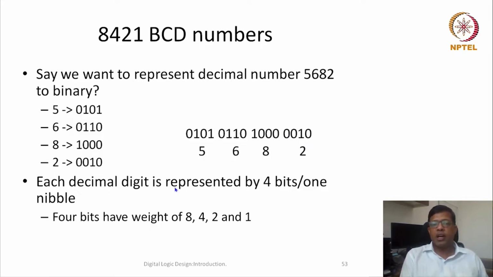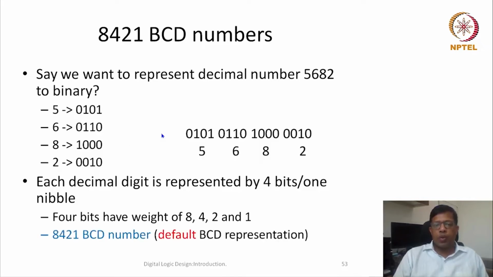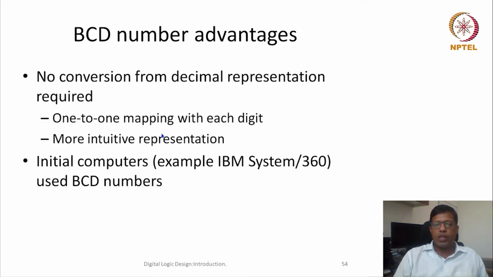Because each digit represents different weights, that's why it is also called 8421 BCD numbers. This is the most convenient, most standard BCD representation, and each decimal digit is represented by a group of 4 bits. This BCD representation is quite interesting and useful, because it is most intuitive. There is a one-to-one mapping.